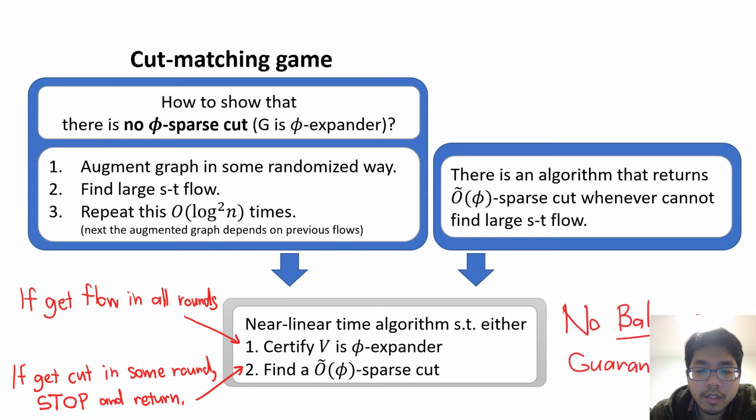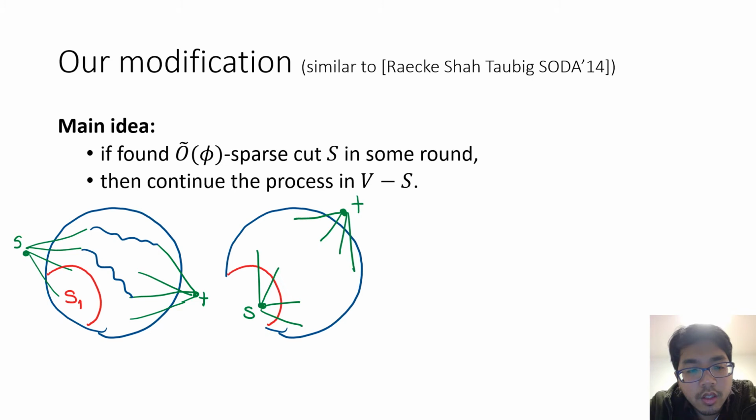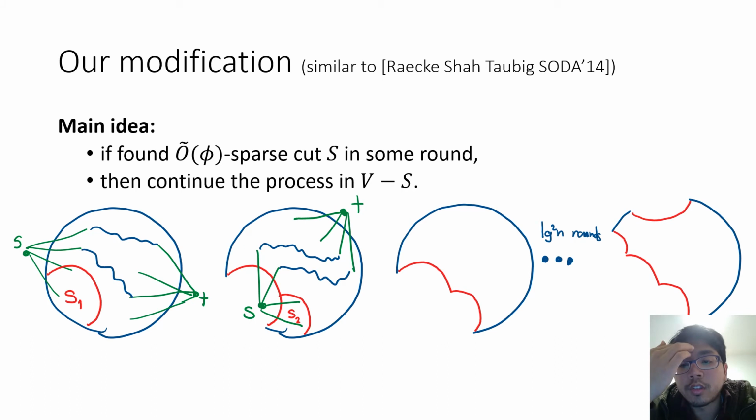However, this algorithm does not have any balance guarantee. So our modification of the cut matching game is simple. The idea is just the following. Whenever you find a sparse cut in any round, you continue the process. You don't stop, you continue on the remaining part of the graph. That is, you augment the graph, find the flow, and also get some sparse cut. You cut it and continue on V minus S1, and you repeat this for log square rounds.